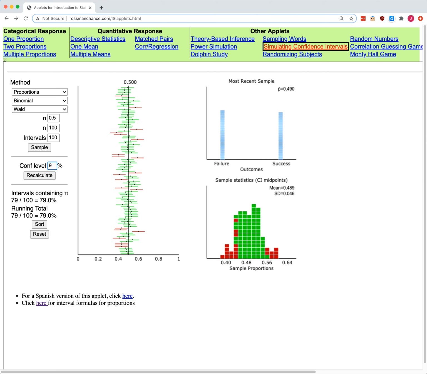So you don't have to resample here. You can just click on recalculate. You can also get a feel for what happens by looking down here in the sample proportions. Look what's red, look what's green. When I change the percent to 80 and push recalculate, what do you notice? Why does that happen?